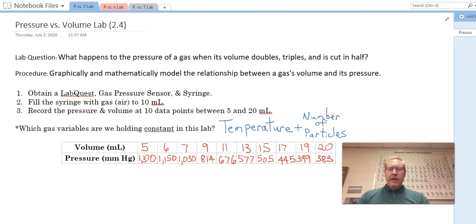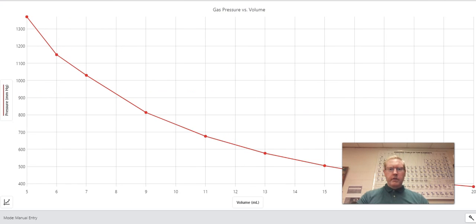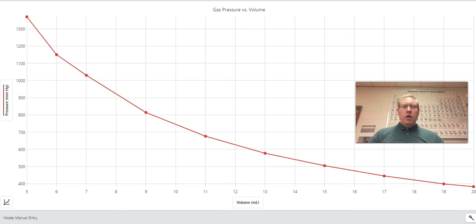Now, we're going to have you make your own graph and do some things with this data, but I decided just for fun to go ahead and make my own quick graph, and I'd like to show you that. So right away, I think we can see something kind of interesting. As the volume of the gas increased, as we went from 5 to 20, its pressure decreased. It went from over 1,300 mmHg down to less than 400. So there seems to be a very clear relationship at work here.